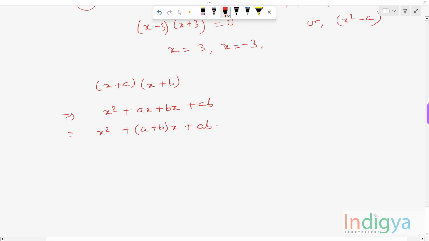In the upcoming videos, we'll discuss the graphical method, the completing the square method, which I think we have already taken a little glimpse of during the quadratic formula derivation, and finally the formula method.